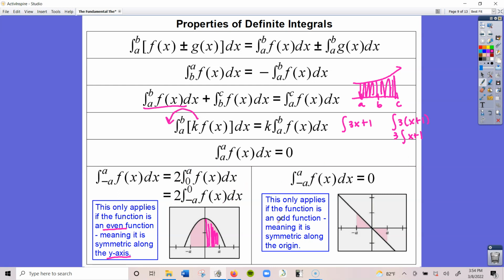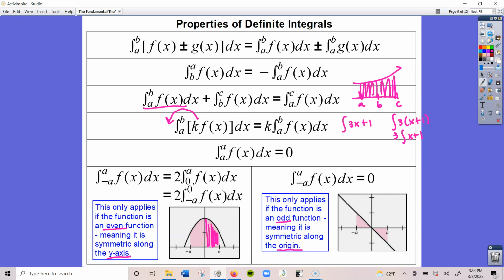Now, if you have an odd function, meaning that it's symmetric along the origin, and this is something that we saw earlier, you'll have area above the x-axis and area below the x-axis that will be identical. And if that's the case, if you're integrating from negative a to a, again provided that these two numbers are the same, just opposite signs, then this integral would equal 0 because this area would cancel out with this area here.